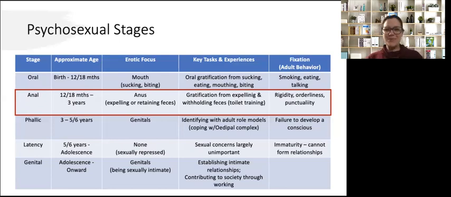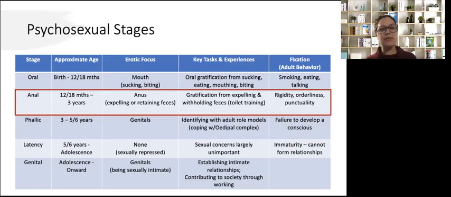Now, don't think about this literally. The first time I read Freud, I really was like, what is he talking about? How is this possible? Do children really get pleasure from this? Think of it more as a control issue. They do get pleasure from the sense of controlling whether or not they hold it or they go, especially during the toilet training process.